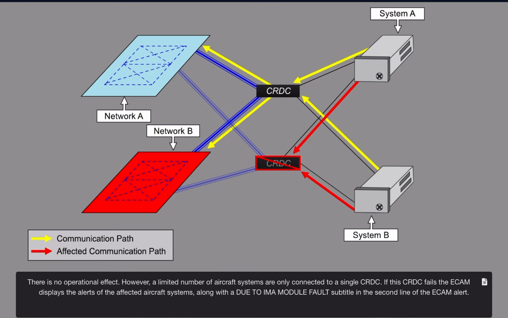However, a limited number of aircraft systems are only connected to a single CRDC. If the CRDC fails, the ECAM displays the alerts of the affected aircraft systems, along with a due to IMA module fault subtitle in the second line of the ECAM alert.